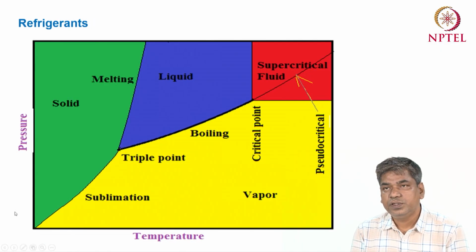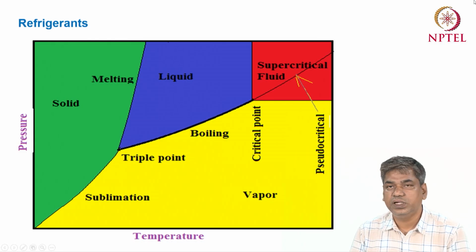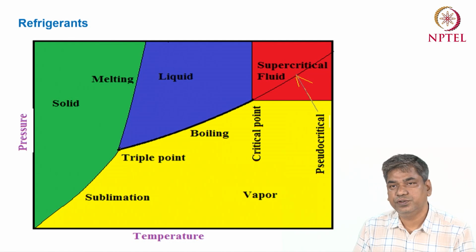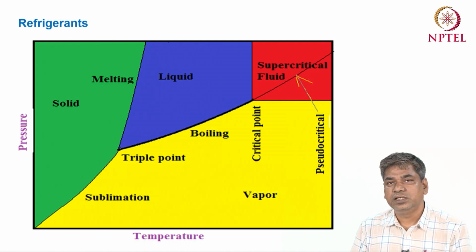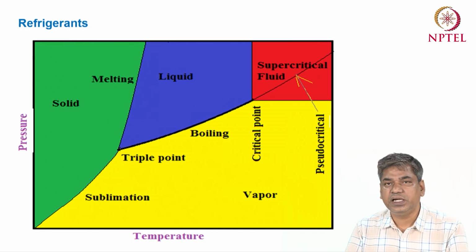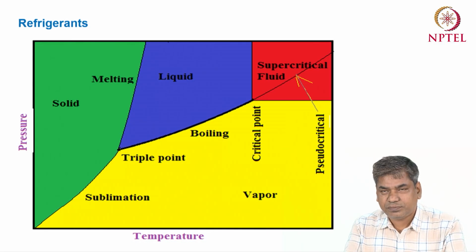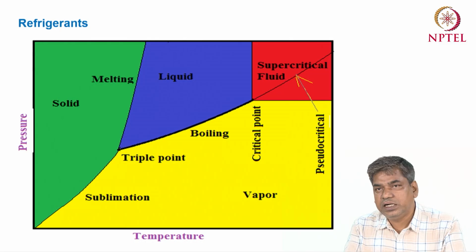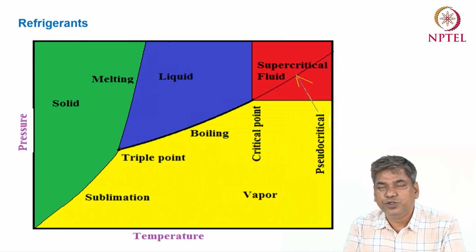Okay, so now if we go to the properties of the different refrigerants, if you see the pressure and temperature chart for the pure refrigerant, this chart is very important when we are selecting a refrigerant for certain applications in a vapor compression cycle.